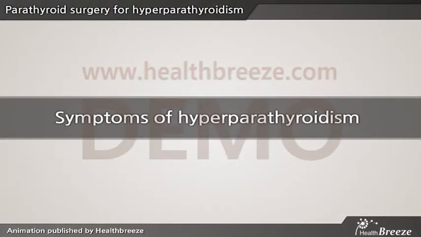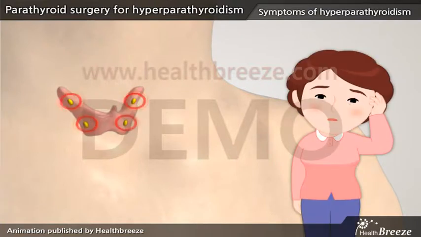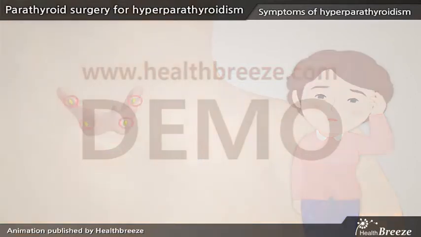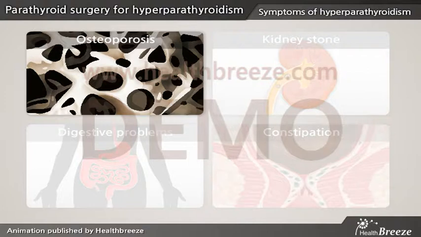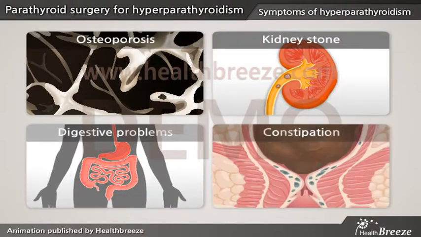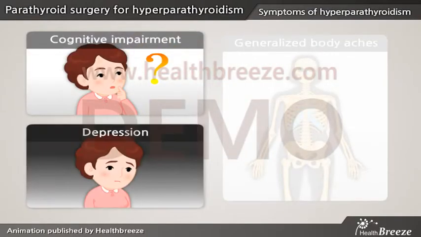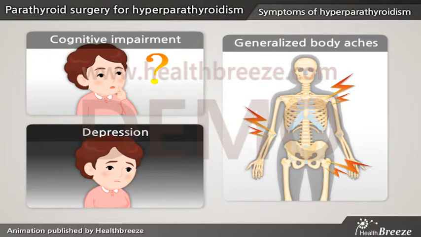Symptoms of hyperparathyroidism. Only about half of hyperparathyroidism patients experience any symptoms. If present, these symptoms are nonspecific, such as generalized weakness and fatigue. However, if left untreated, certain patients may experience more severe complications such as osteoporosis, kidney stones, digestive problems, constipation, cognitive impairment, depression, and generalized body aches.